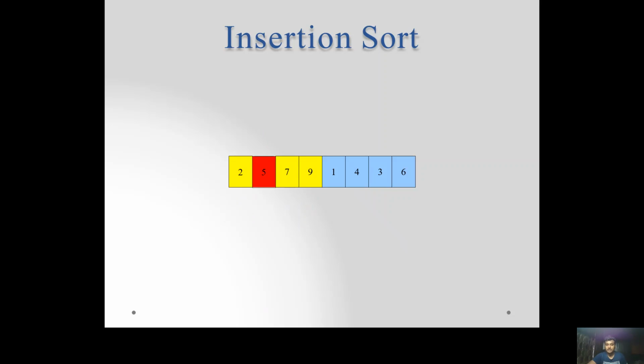So now the sorted section is 2, 5, 7, and 9, and the unsorted is 1, 4, 3, 6. Then we take 1. 1 is compared with 9, then 7, then 5, and then 2. Since it is smaller than all of them, it is placed before 2. Now we take 4. Similarly, 4 is compared to all of them. Since it is less than 5 and greater than 2, it's placed after 2.